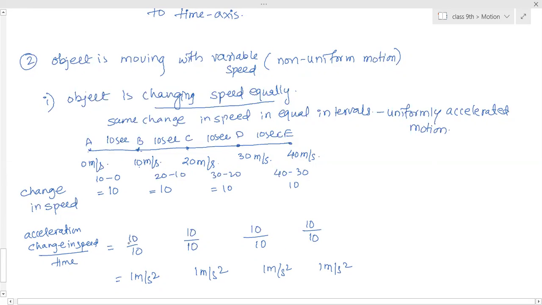Why does acceleration remain same? Because the object has changed its speed with equal value. In every interval, the object has increased its speed equally. Initially it was 0. It has been increased by 10 meter per second, so it reaches 10 meter per second. Then it is 20, then 30, then 40. So equal increase in speed was there, due to which change in speed remains same, and that makes the acceleration equal. So this type of motion we call uniformly accelerated motion.